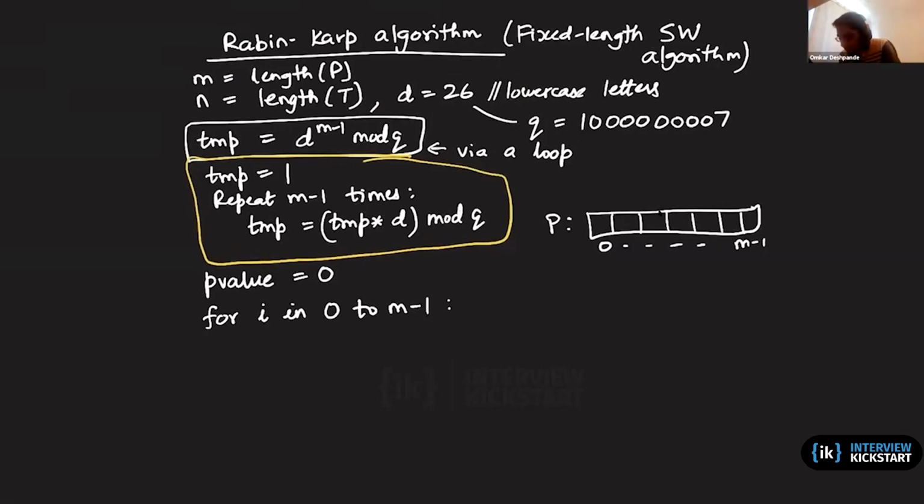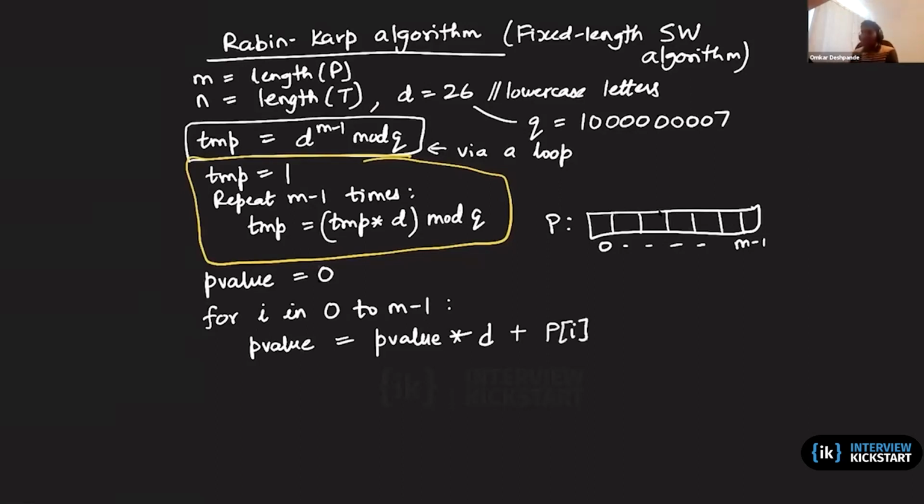So that means we will take the existing p value. Again, we are following Horner's rule here. Whatever value we had computed so far, if we have to add one more digit, we take the old value and multiply it with 10 or whatever the base is. So we can say p value times the base, which is d, plus whatever the new digit is in the current character. So that is going to be p of i.